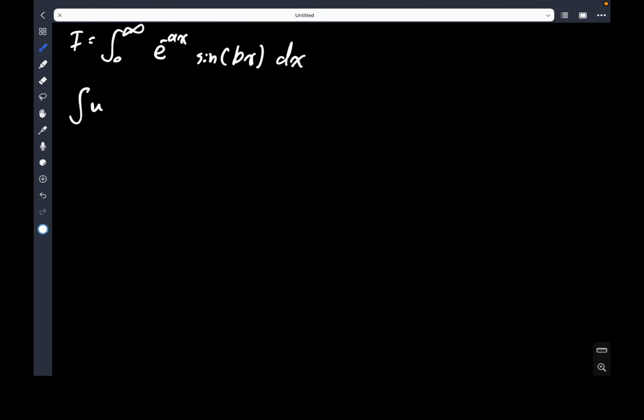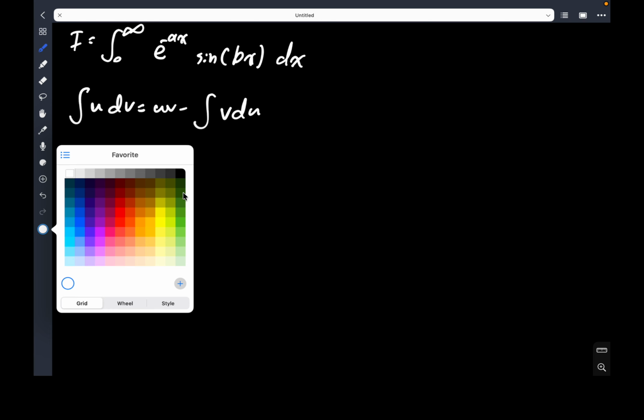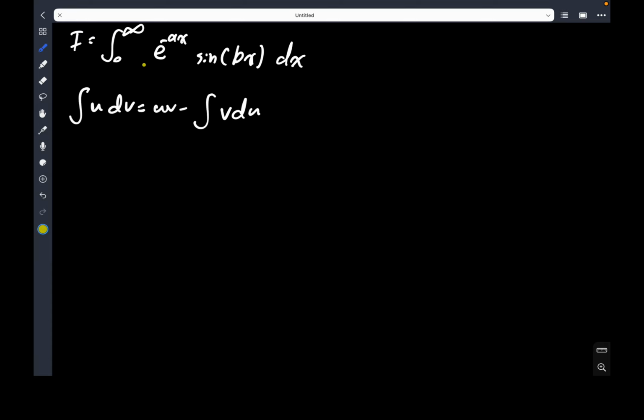If I have a function u dv, I can integrate it like uv minus v du. And here, in this situation, this thing here is u, and this thing here is dv. Now, let me write the things here. U is going to be e to the negative ax, thus du, if I differentiate both sides, is going to be negative a e to the negative ax.